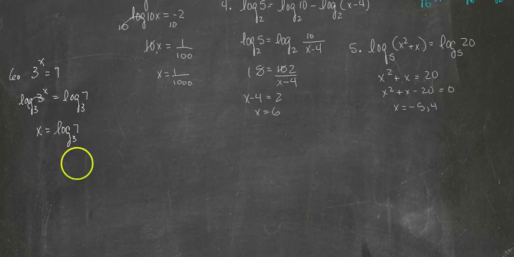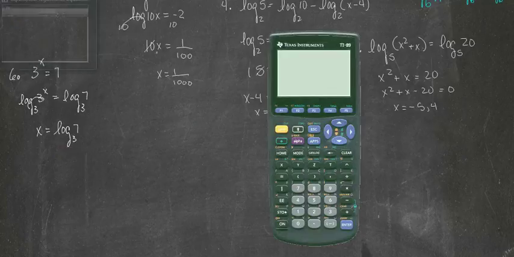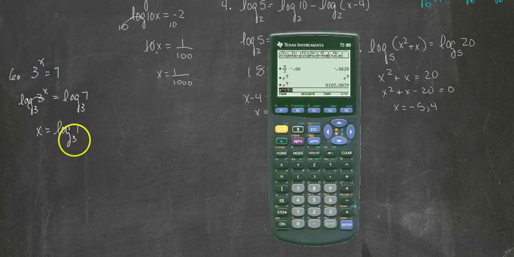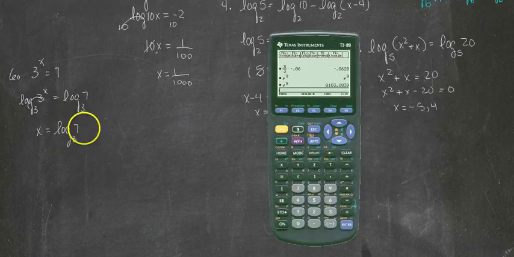Now at this point, I could put this in my calculator, except remember, my calculator can't put in a log base 3. Some of the new ones can, but mine can't. So I have to make a conversion.